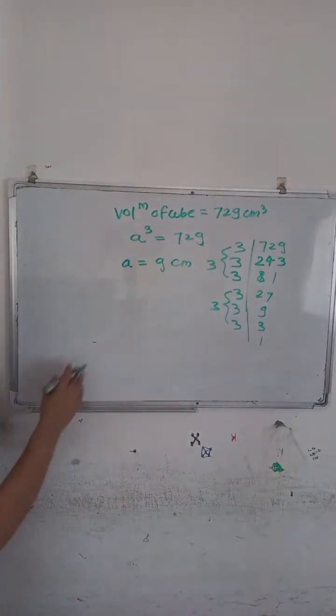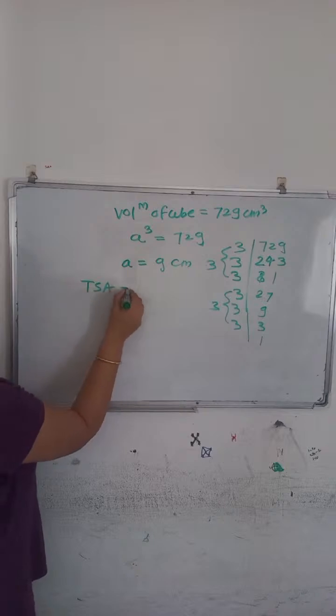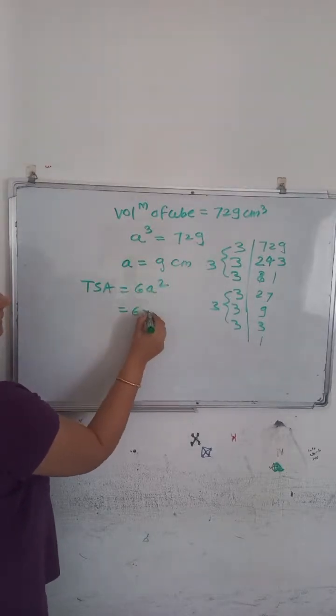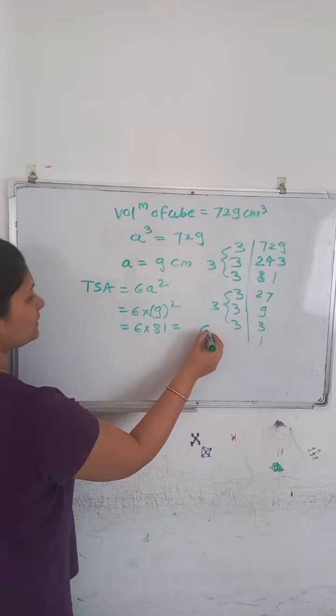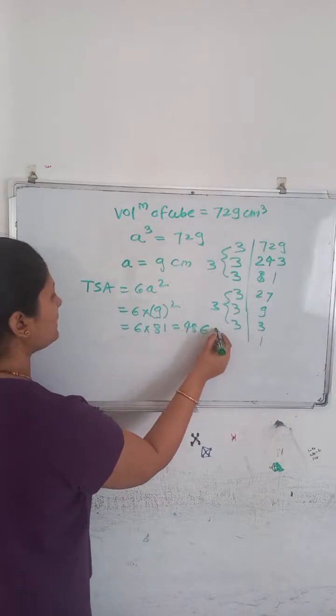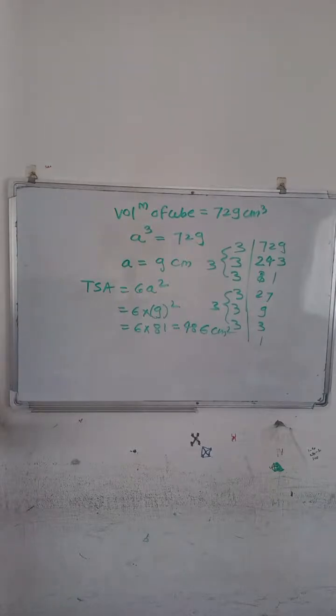Now they are asking us to find out the TSA of the cube. TSA of the cube is nothing but 6a square, that is 6 into 9 square, that is equal to 6 into 81, so 486 centimeter square is the answer. Getting this? If the volume of the cube is given, then you will get the side. Okay, but you should know the formula for all the shapes. No problem, you can start solving with this number also.